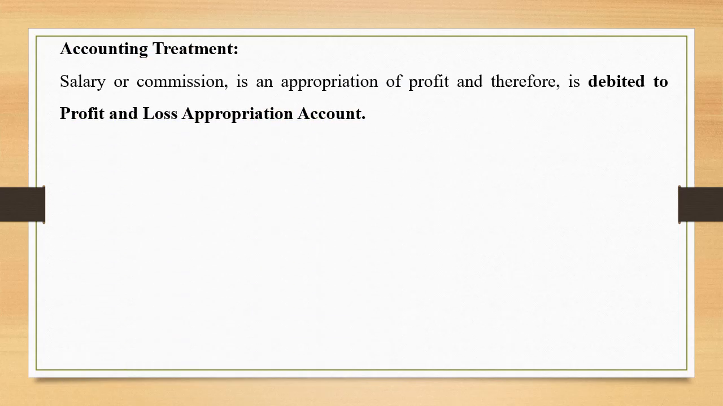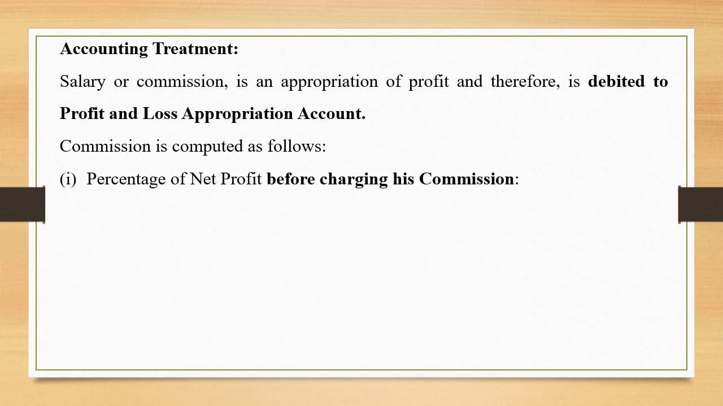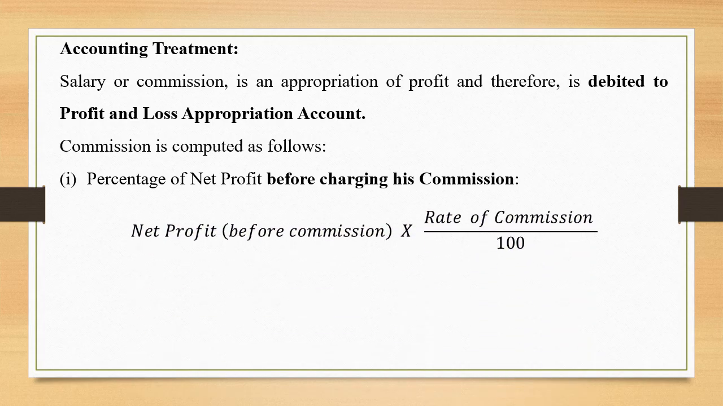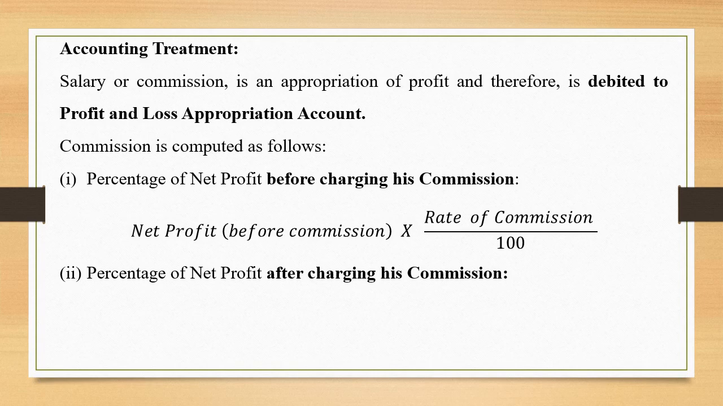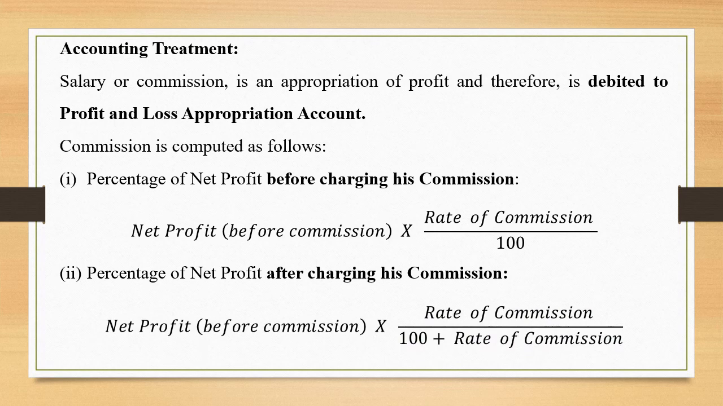Salary or commission is an appropriation of profit and therefore it is debited to profit and loss appropriation account. Commission is computed as follows: percentage of net profit before charging his commission. In that case, whatever the net profit is before commission, into the rate of commission upon 100. But what if it is a percentage of net profit after charging his commission? In that case, the net profit before commission is to be multiplied by the rate of commission and divided by 100 plus the rate of commission. So for example, if the rate of commission is 10, it will be 10 upon 110.